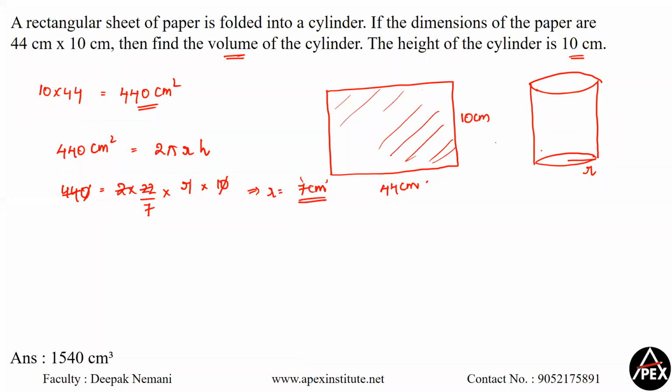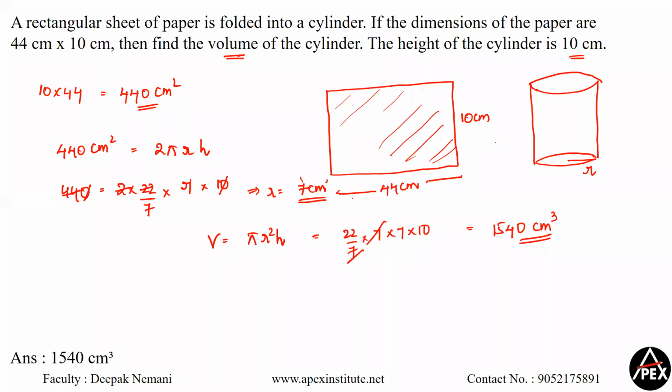Now we have radius and we have height as well. Can we find the volume? Yes, using pi r square h. So 22 by 7 into radius is 7 into 7 into 10. So this is 154. 154 into 10 is 1540. So 1540 centimeter cube will be the volume of this cylinder. Clear?